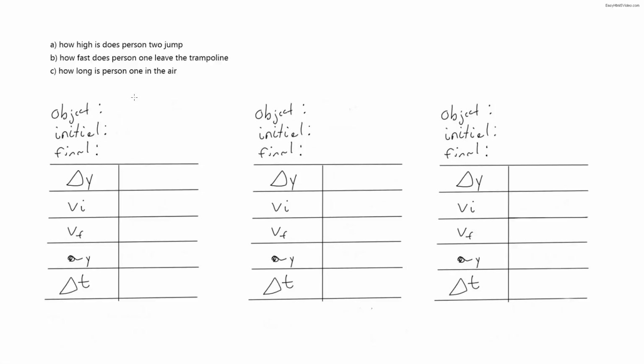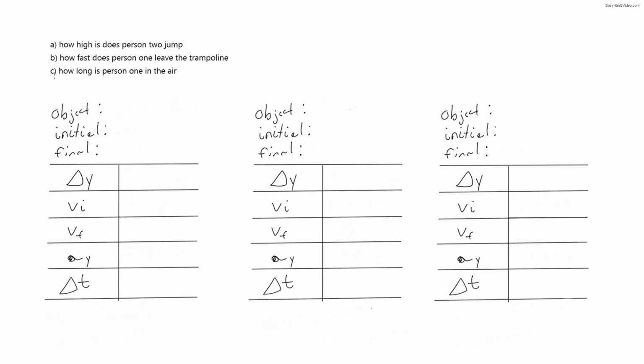Okay, so today we're doing a kinematics problem. The basics of the problem is that we have two people jumping on a trampoline. The first guy jumps 1.5 times the height of the second guy, and the second guy leaves at 4 meters per second. And then we're solving these three problems.